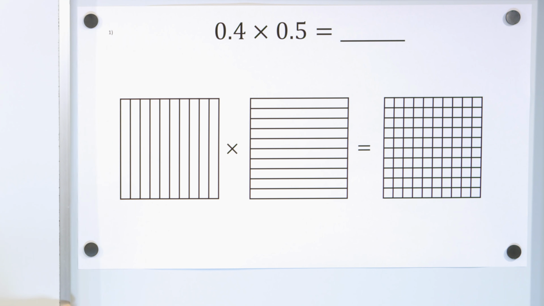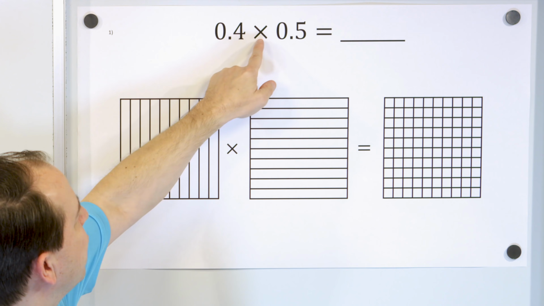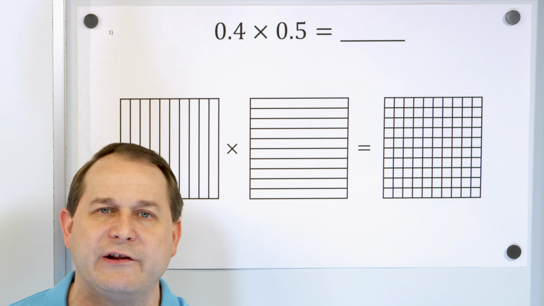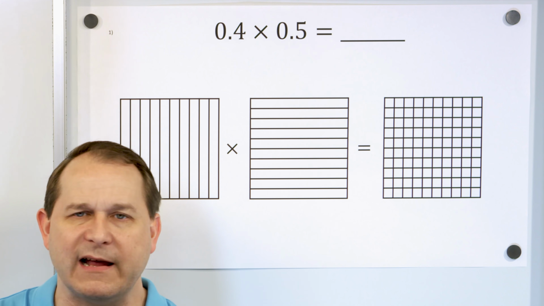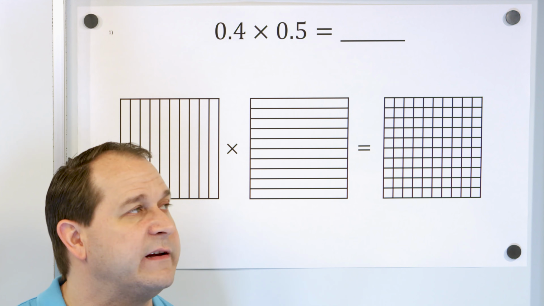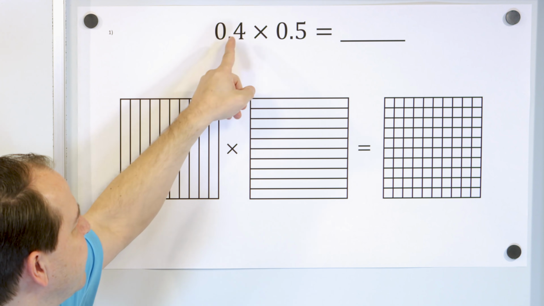So for our first problem, we want to look at this problem here. 0.4 times 0.5. Now I'm going to teach you how to do this by hand, by doing the actual multiplication, in a future lesson. This lesson is nothing to do with that. This lesson is for us to understand what this actually means.